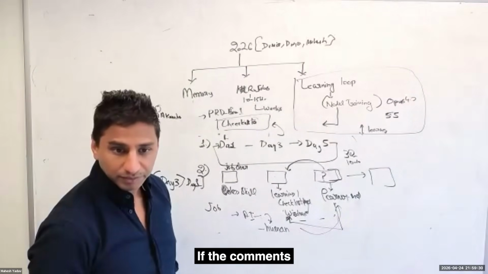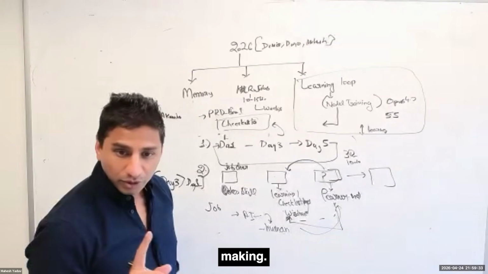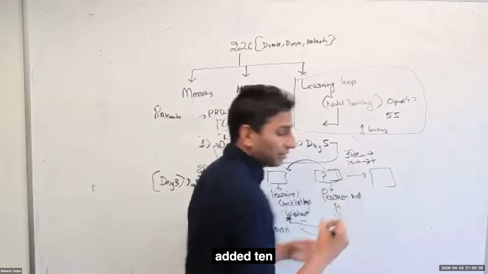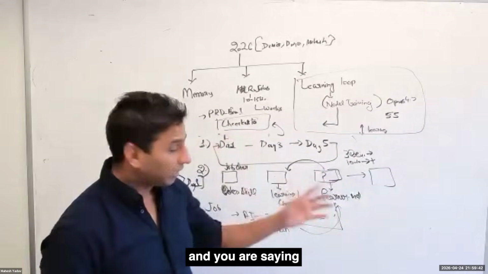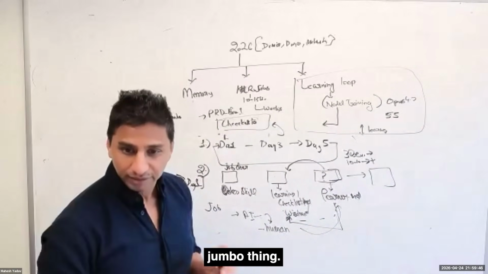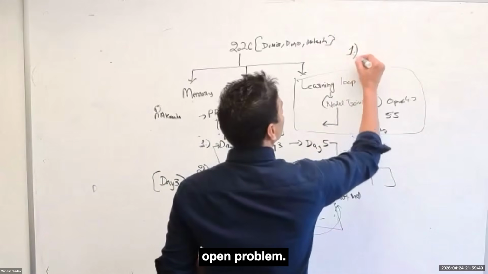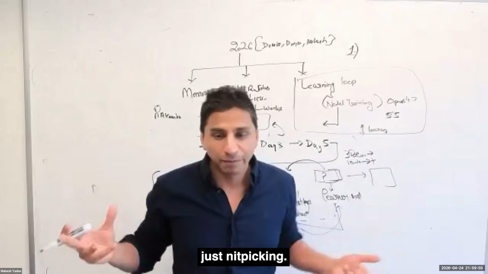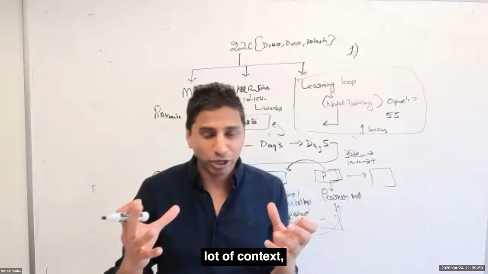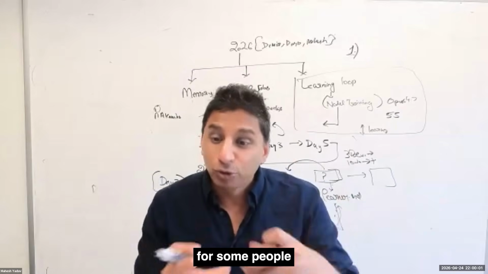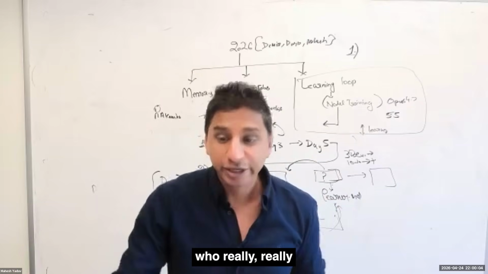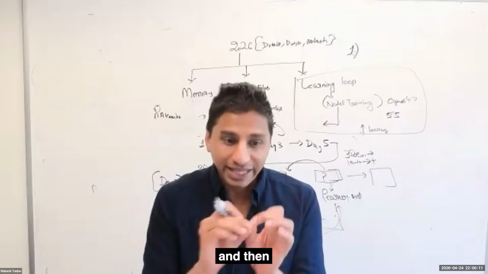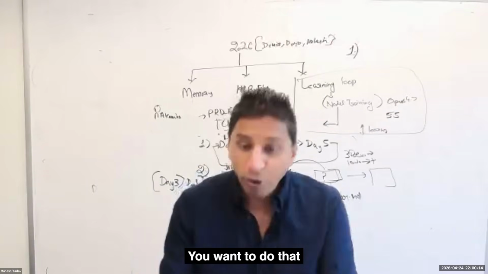But what if that's not intended? Very good question. So I gave the comments: Mahesh gave a review, removed 3 comments, added 10. I have taken that, and you're saying maybe this will be a humbo jumbo thing. Good. That's an open problem. If I'm in a mood, sometimes I add random things. Sometimes I'm just nitpicking. Sometimes I want to avoid a few things because there is a lot of context. For someone you don't want to do nitpicking, but for some person who really needs to learn how to put a full stop and then give a space because they never do it, you want to do that nitpicking.